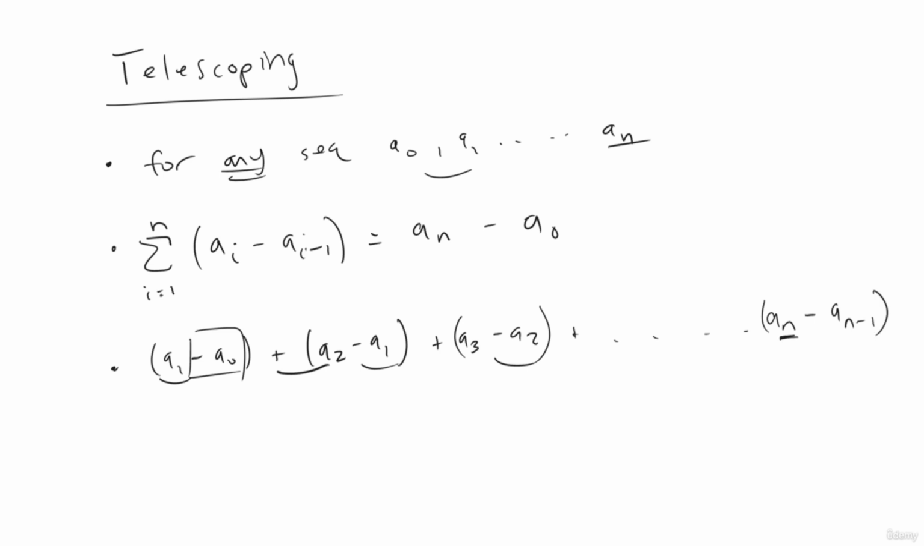And so that's the concept of telescoping: the sum of the differences between each of these numbers in a sequence is just the last number in the sequence minus the first one in the sequence. And so it's going to be AN minus A0, and that is telescoping. And you'll see it in proofs, and I think it's a very interesting property of summations just to think about in general, and I think it's important.